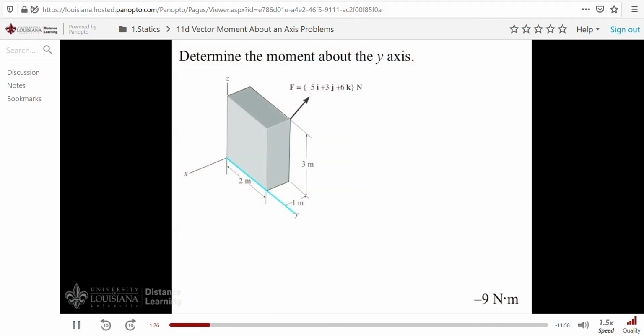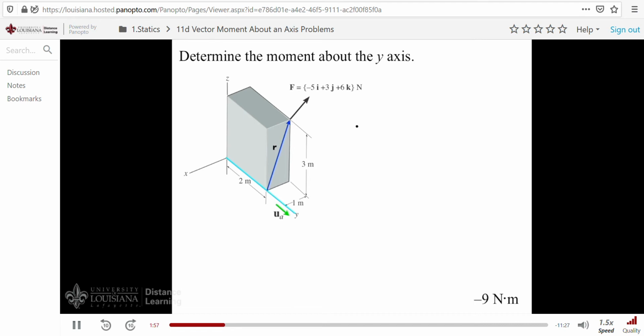Here we want to determine the moment of this force around the y-axis. To solve the problem, of course, we have to identify the three vectors we need. One of them, of course, is a unit vector that defines the axis. And another one is a position vector going from the axis to a point on the line of action of the force. Do you see any of these? There are really two choices. The simplest one, of course, would be this one. It has two components, minus 1i and plus 3k.